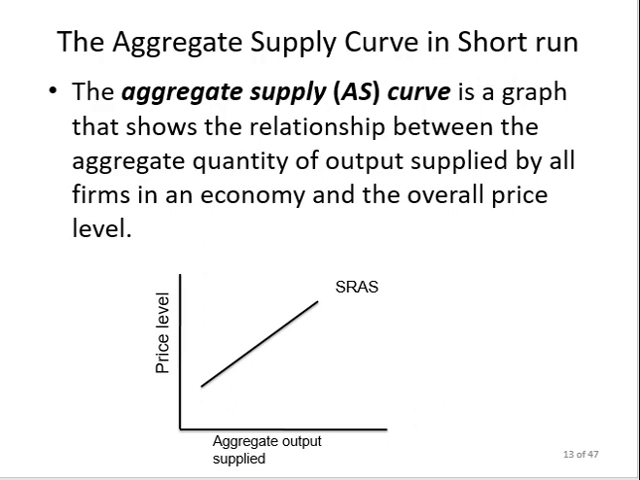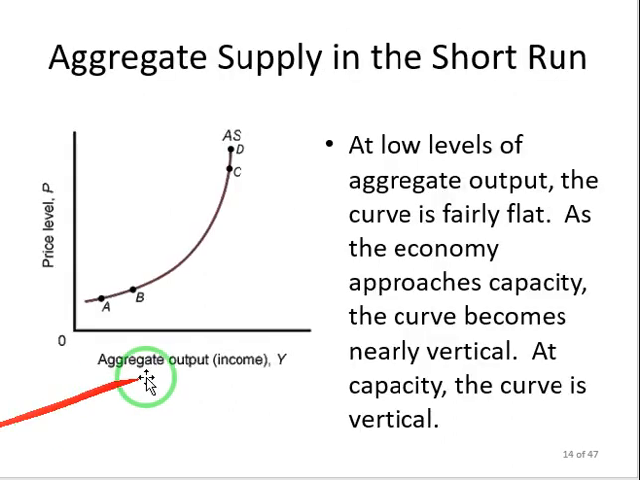So we can see that relationship also with the help of this aggregate supply curve. You can see it's different than the previous one. This aggregate supply curve is the long run aggregate supply curve. In fact, it includes both short run and long run.